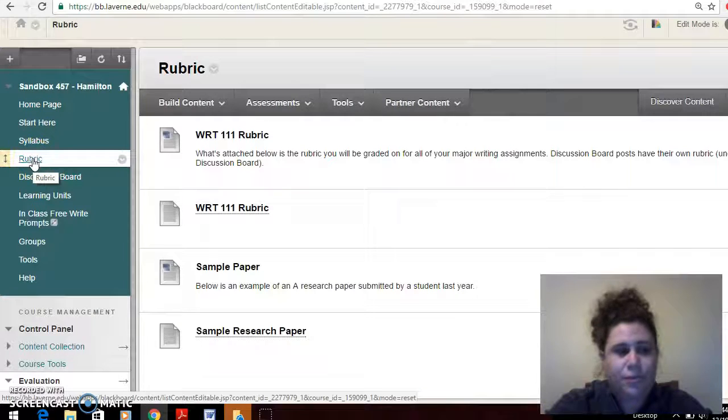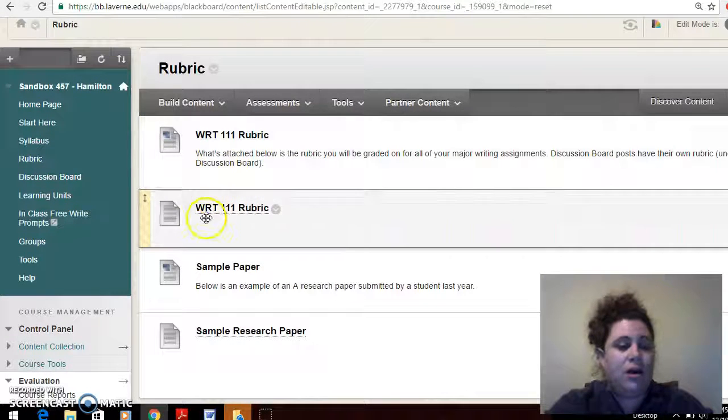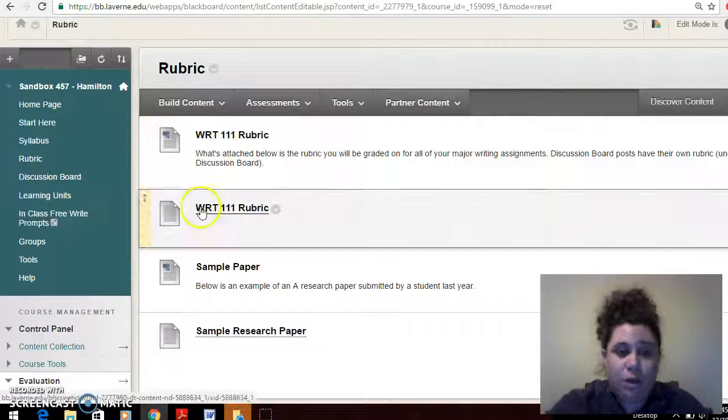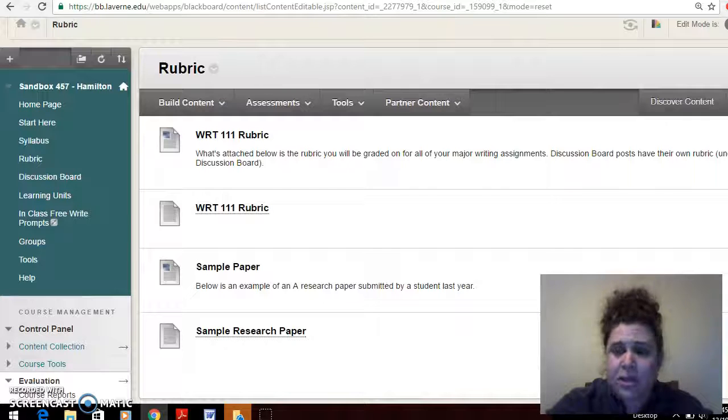After you've had some time to go through that, the next thing I'd like for you to look at is under the rubric tab. Right here you will see a description of what's below, and then this right here is the actual rubric for all students' major writing assignments. This is the rubric that the writing program asks us to use for those assignments.